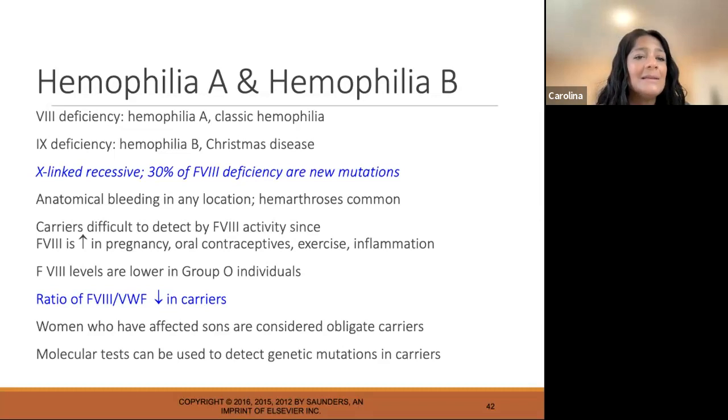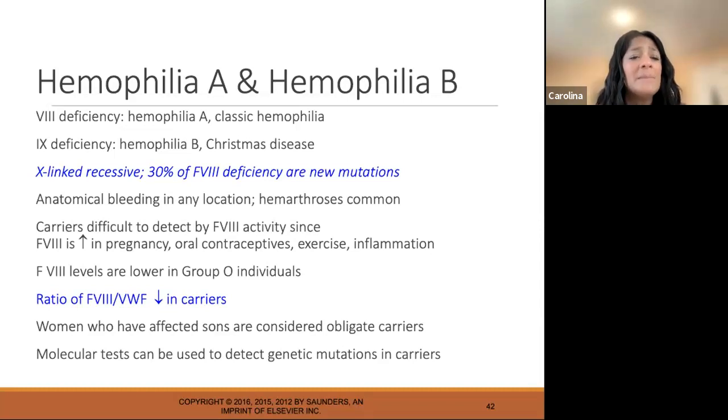These are X-linked recessive disorders. 30% of factor VIII deficiencies are new mutations. The patient will experience anatomical bleeding in any location, including hemarthrosis, articular bleeding, bleeding into the joints. That's very common.